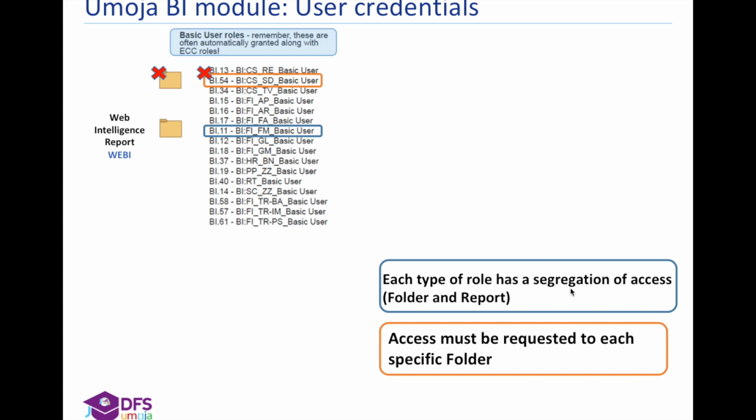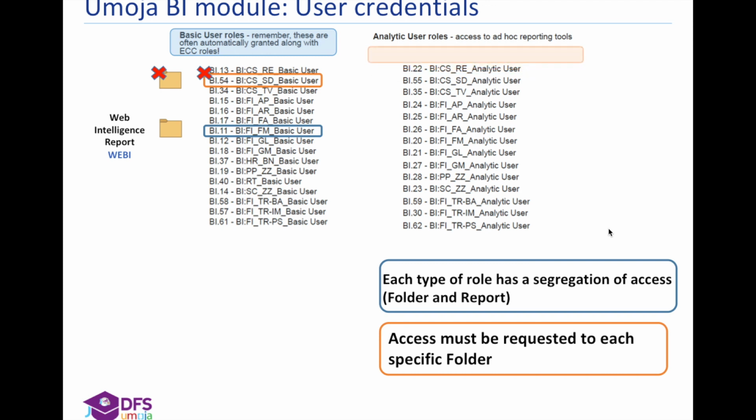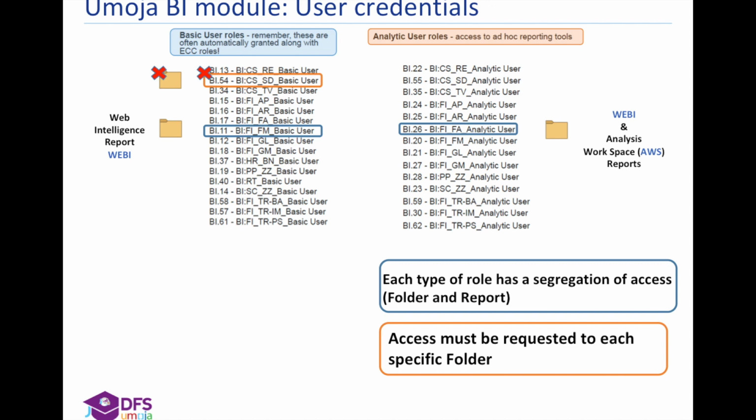So remember this, each type of role has a segregation of access by folder and by report. Access must be requested to each specific folder, as indicated here in the screenshot. And this works also for analytical user roles. Again, the same exact explanation. I may have a BI 26 role for FI FA analytical user, which allows me to access that specific report and view Web Intelligence reports and also analysis workspaces. But I would not be able to access the folder for service delivery, for example, even though I have an analytical user role, because this requires a different type of role.